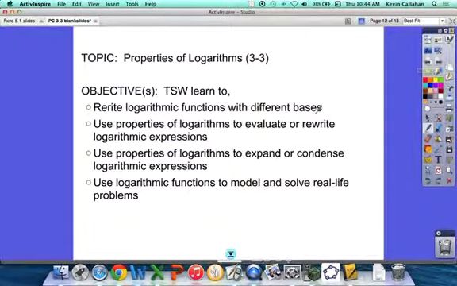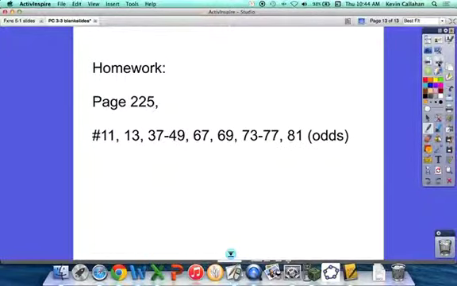So we rewrote logarithms with different bases. We expanded, we condensed, and we looked at a real-world problem. And that is the end.